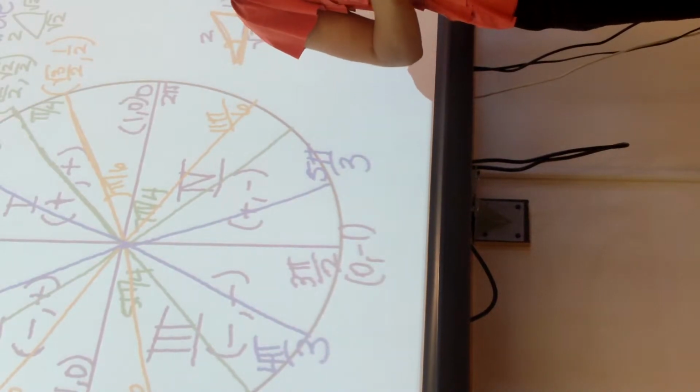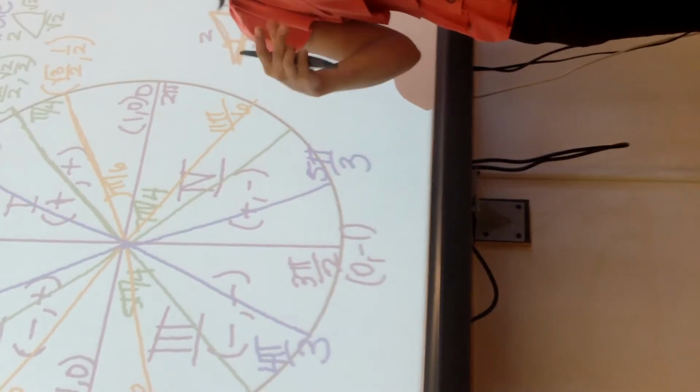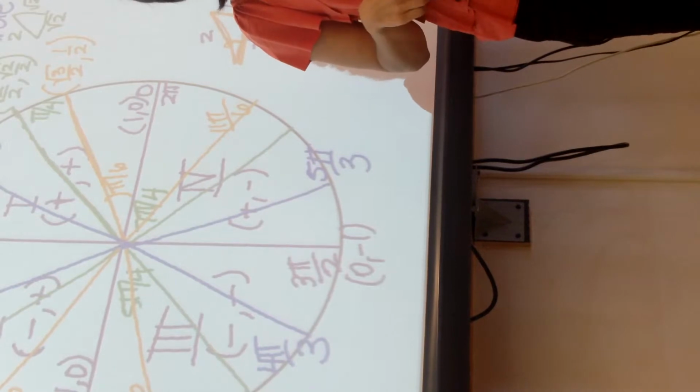Should be done. Should is the key word. Here's the beauty of the unit circle. There's beauty in it.